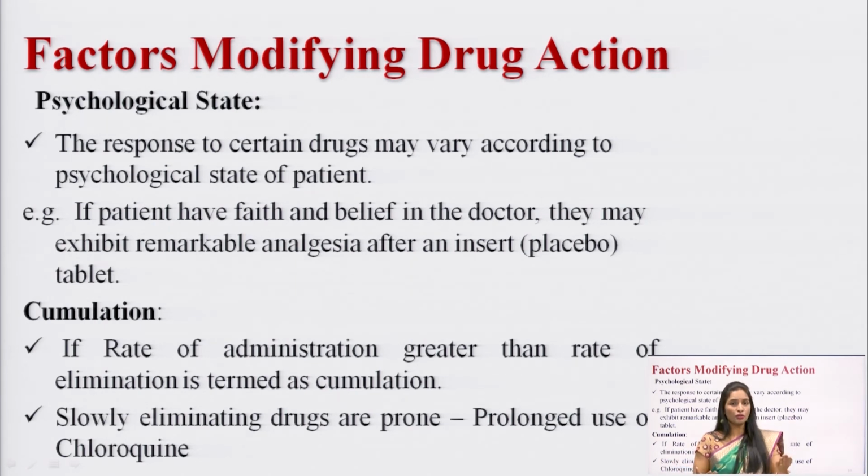You had taken the first dose in the morning, which has not been eliminated from the body, and you had taken the second dose, and the accumulation has increased because the first dose has not been eliminated from the body, and now you have taken the third dose also. When the administration of the dose is increased and the rate of elimination has decreased, then you can call it an accumulation effect. So the best example is chloroquine.